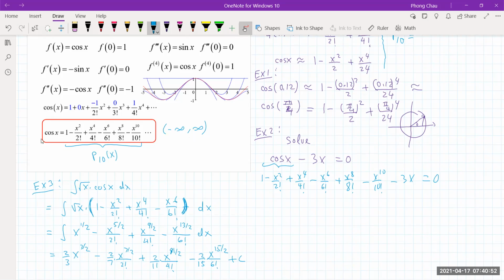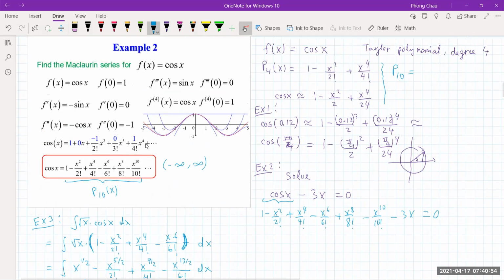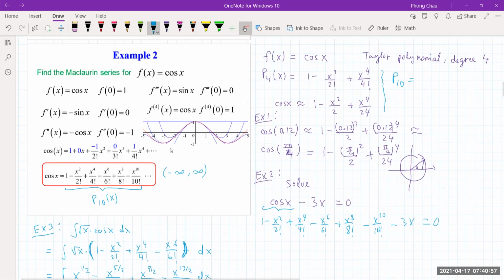Okay, I think that's the importance of knowing the interval of convergence, of finding the Taylor series or the Taylor polynomial that will approximate this function. All right.